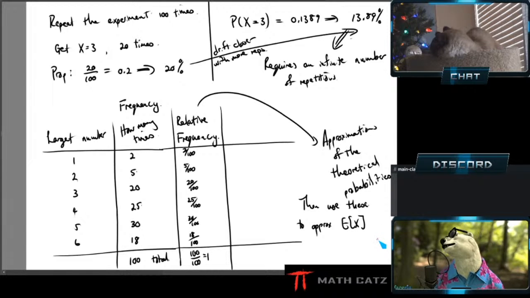How do you get more accurate in your approximations? More repetitions, more repetitions. And if I get to 10,000, 100,000 repetitions, a million repetitions, I'm going to be so close to the actual probabilities, to the actual expected value, that it's as good as the real thing.